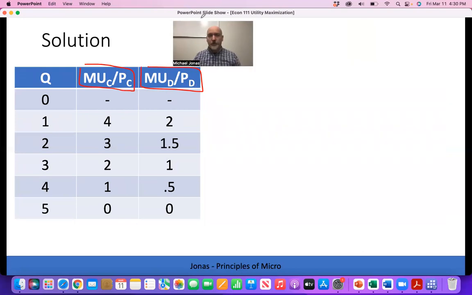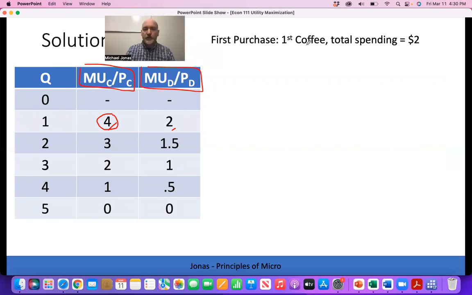So put ourselves in the consumer's point of view. I haven't purchased anything yet. I have all $10 to spend. Where do I want to make the first transaction? Well, remember the rule of optimization. Each transaction should maximize marginal utility per dollar spent. So I can either get 4 units of utility per dollar or 2. 4 is bigger than 2, so I'm going to buy a cup of coffee first. Right? So that's going to be our first transaction. First purchase is a first cup of coffee, and it costs us $2.